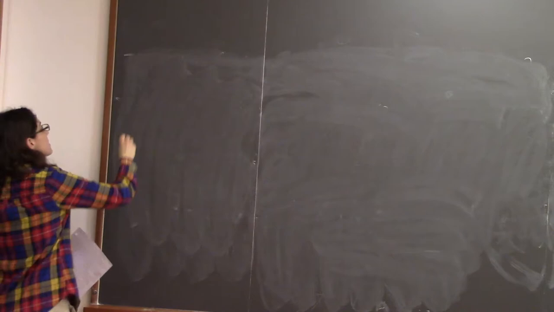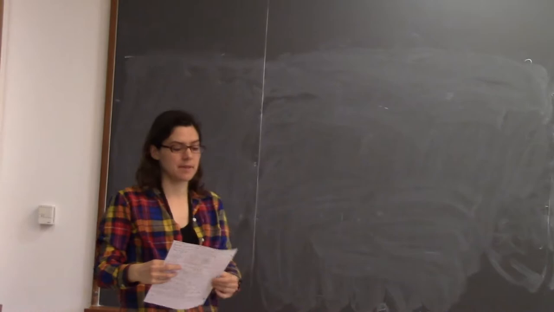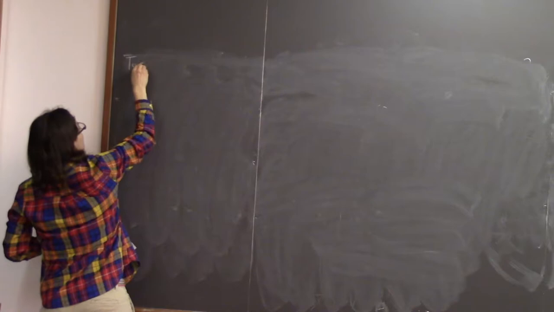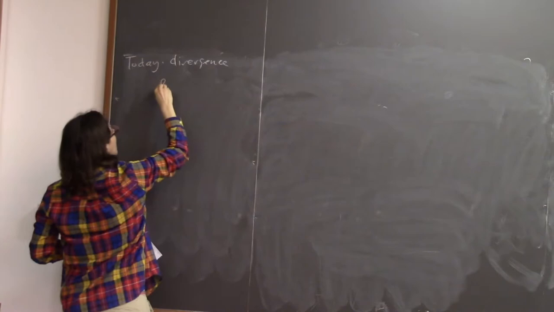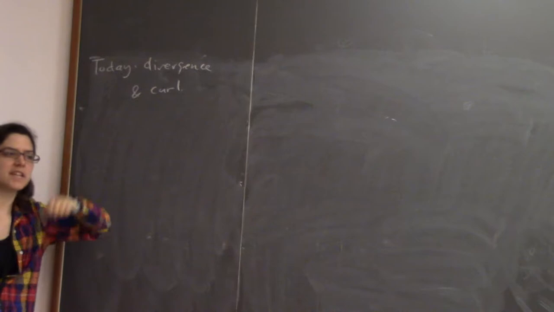Okay, so we've been talking about vector fields. So far with vector fields, we can draw pictures of them. Today we'll develop some vocabulary to talk about them. So today we'll talk about divergence and curl. These are two ways of measuring things about vector fields. Divergence measures how much stuff is created or destroyed, and curl measures how things are rotating or circulating.